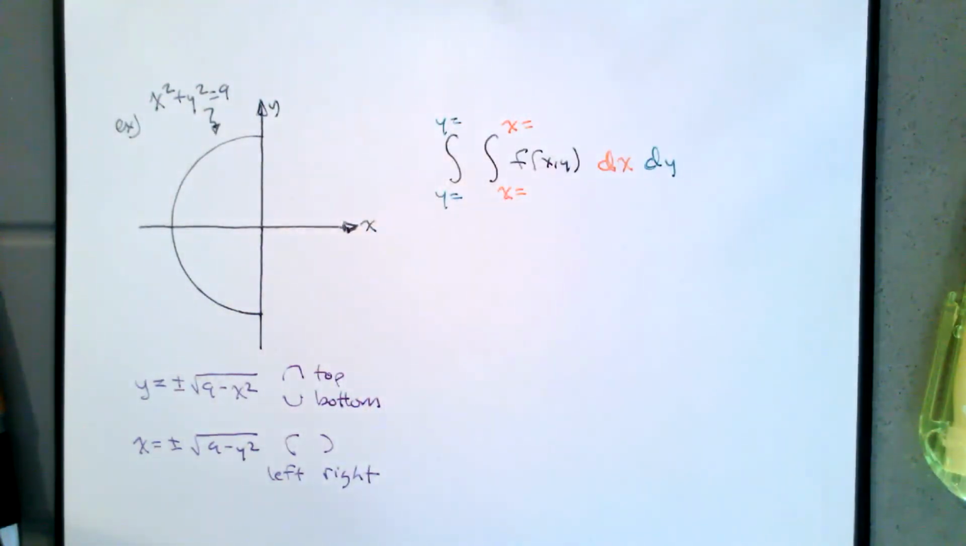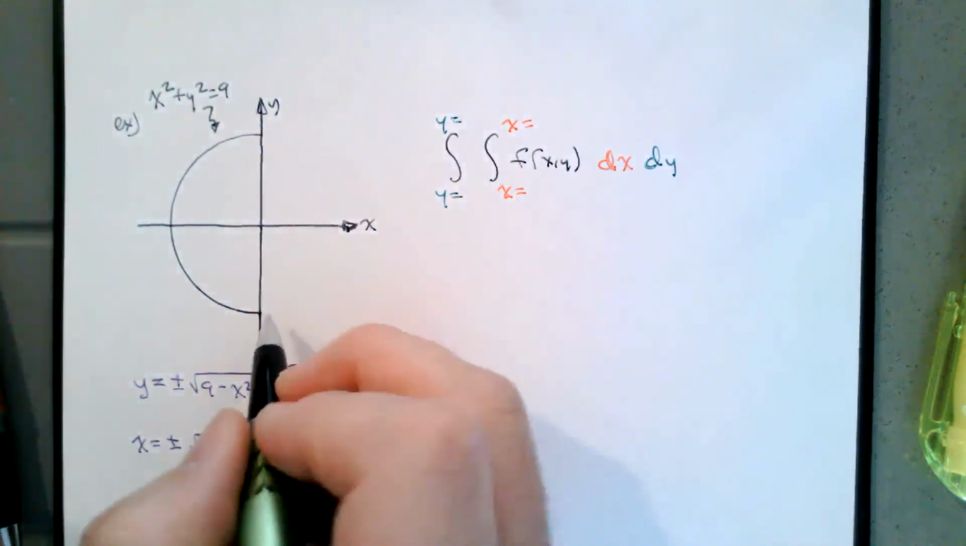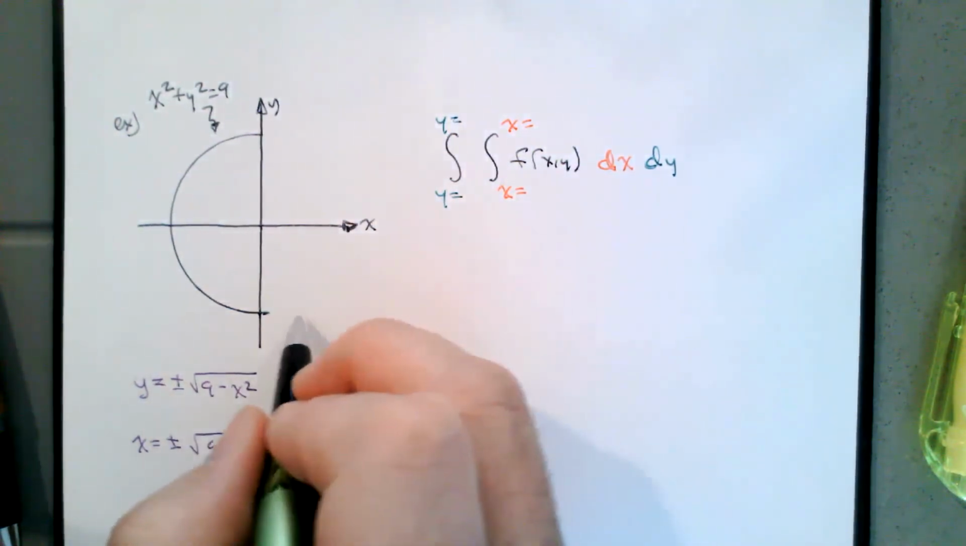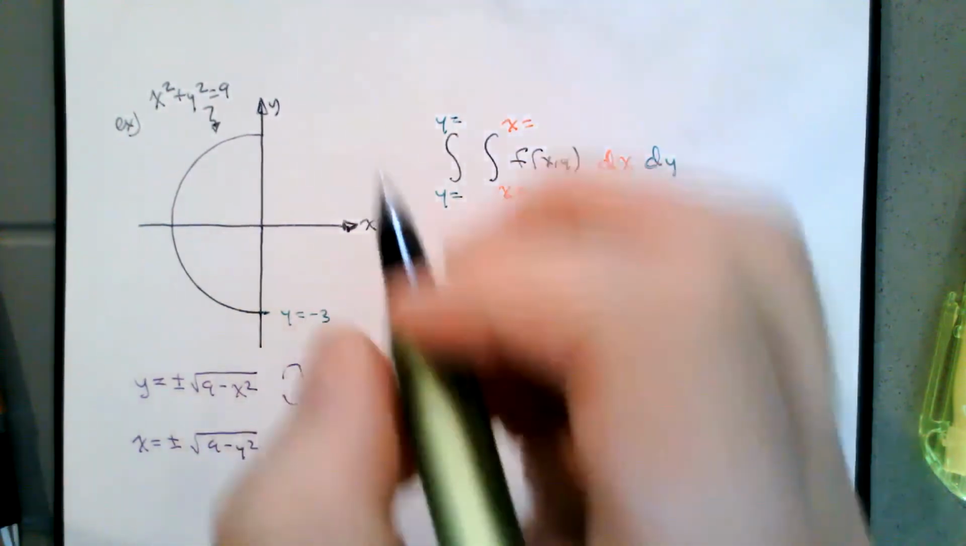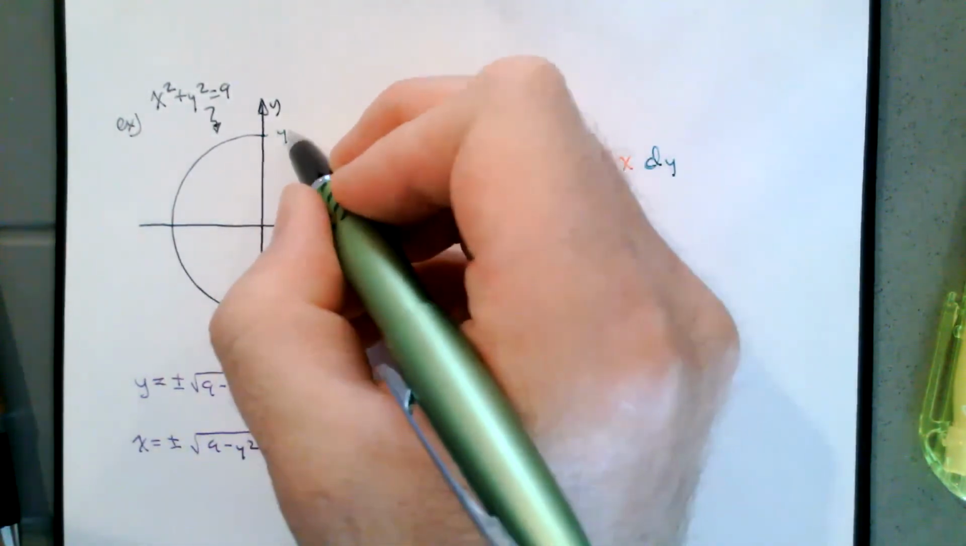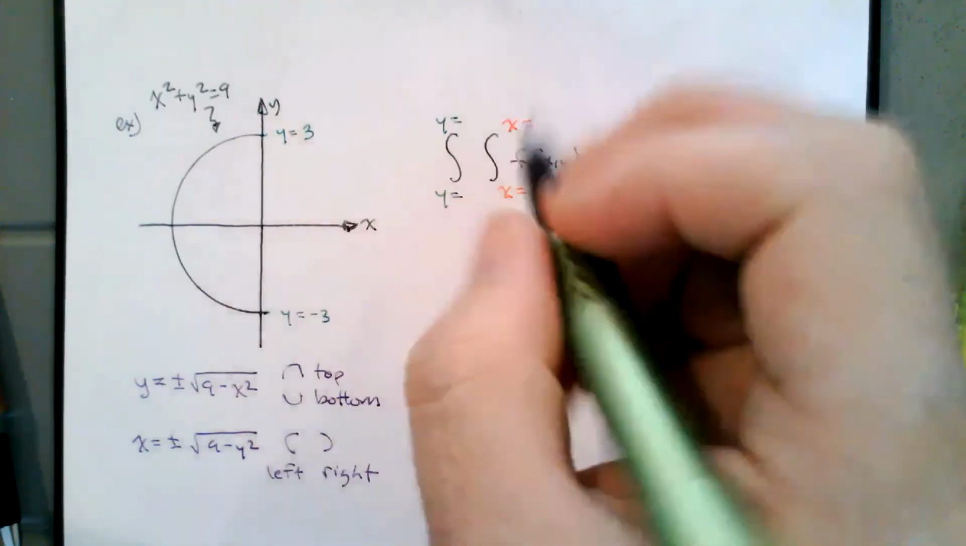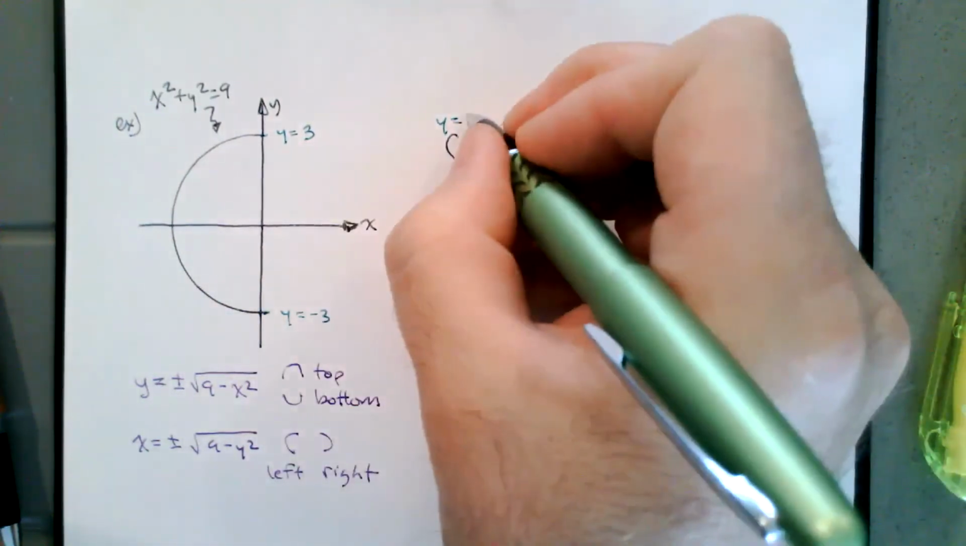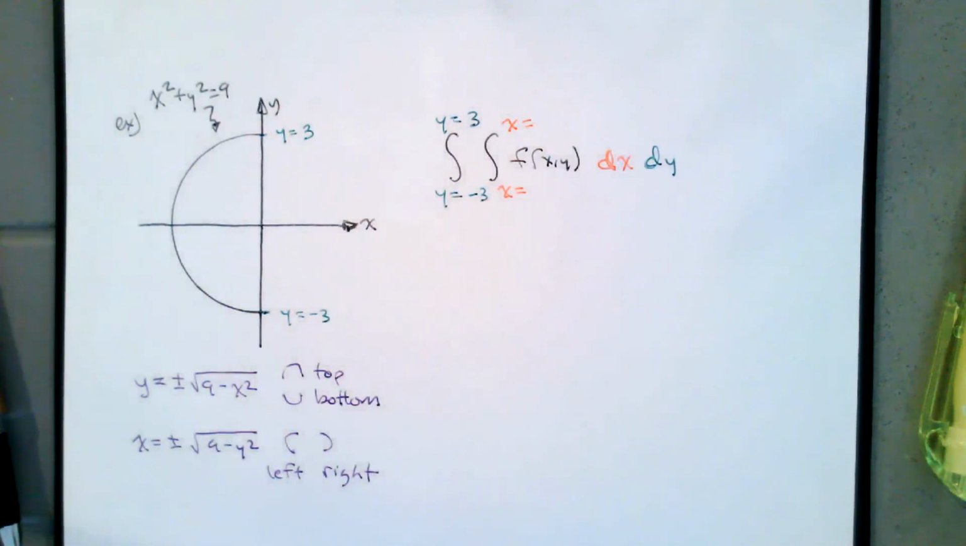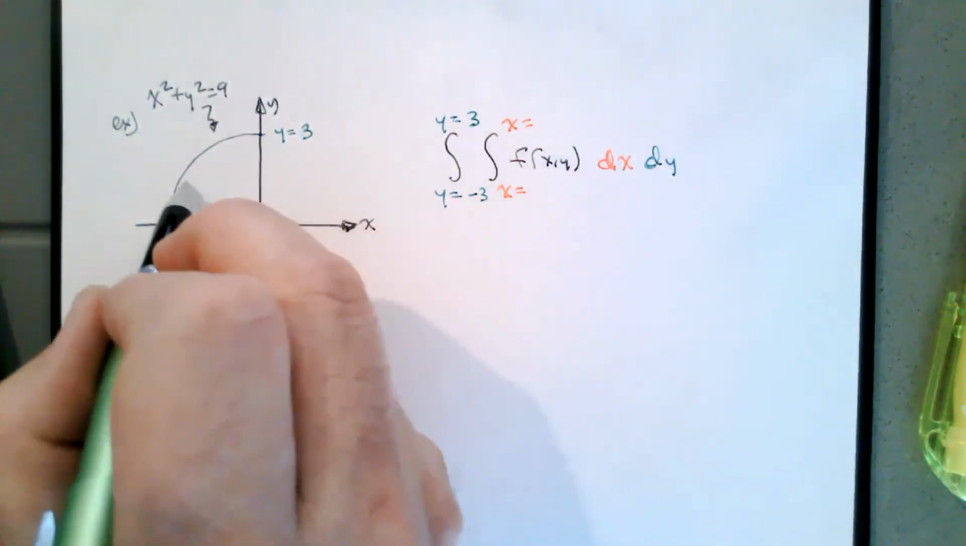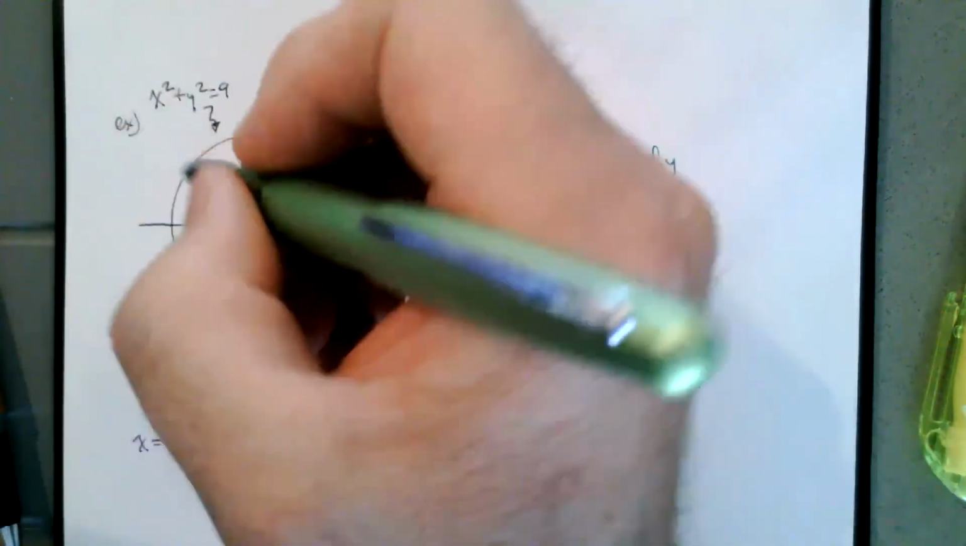So once again, it's easiest to start setting up the outer integral first because it just needs to be between two constant values. The lowest y value of this region is -3, and the largest y value of this region is +3. So the y's go from -3 to 3. Now I need to pick a generic value of y and see what x values it's between. So I'm going to pick a generic value of y and just find the lowest x and the highest x.